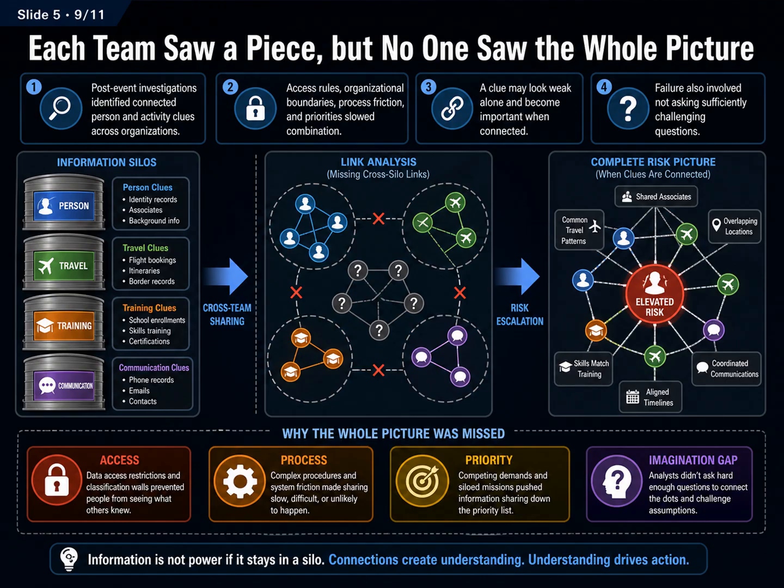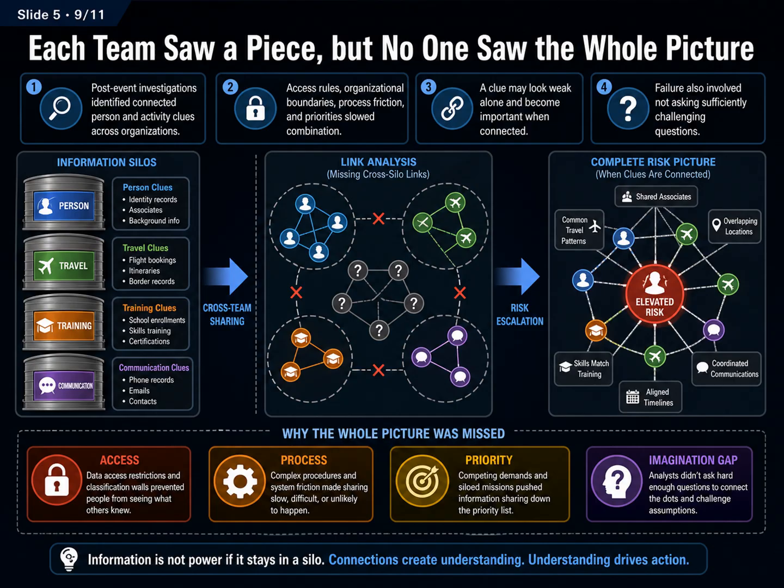Public investigations after 9/11 described a familiar problem. Different organizations held clues about connected people and activities, but the pieces did not become a shared picture in time. This was not only a matter of forwarding documents. Access boundaries, identifier differences, process friction, competing priorities, and the way individual clues were evaluated all mattered. A travel record, training activity, or person-to-person link may look weak alone and become significant when combined.